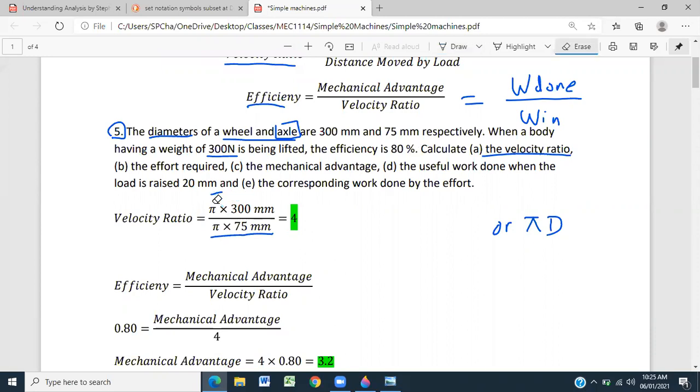Using this formula, of course, the pi's cancel out. So for future reference, you can always just leave out the pi and divide these two because the pi cancels. But all systems might not be this way. All right, good. So dividing 300 by 75, we get 4. So the velocity ratio is 4. Easy. Plug it into the formula, get the answer.